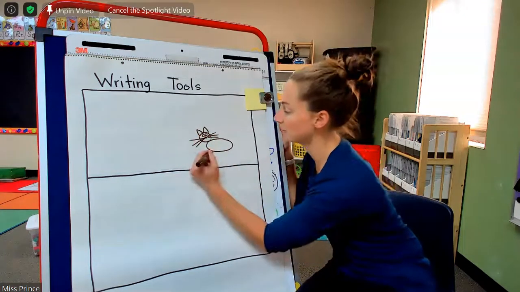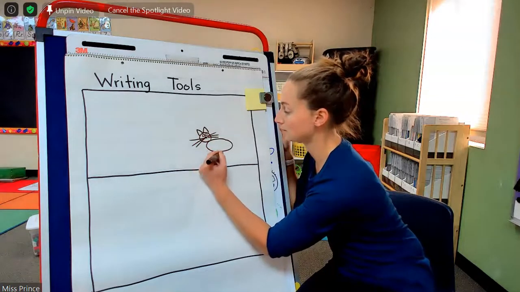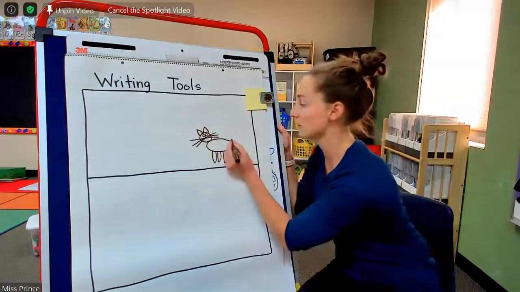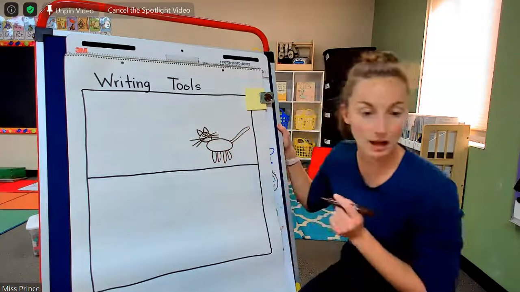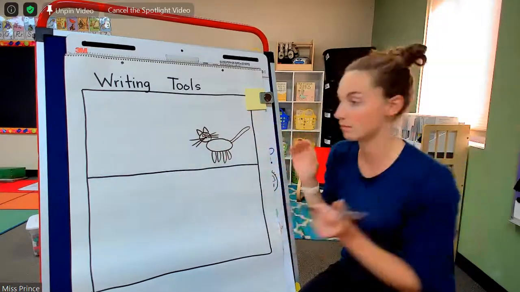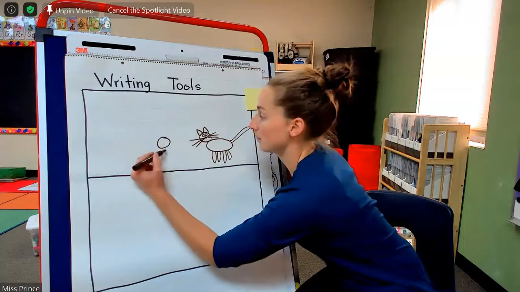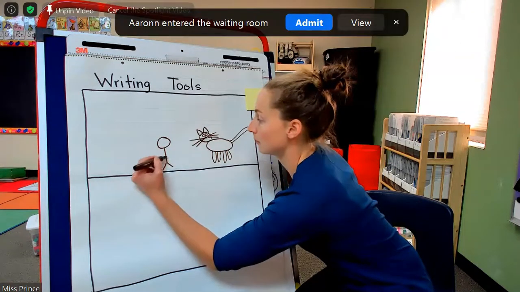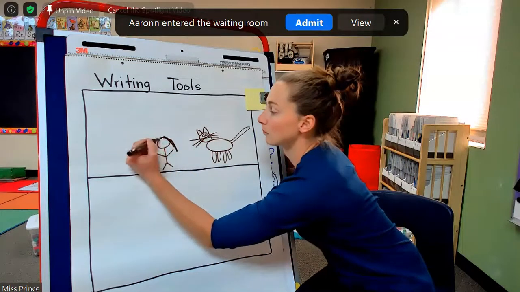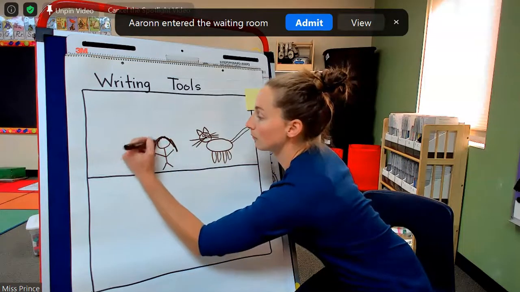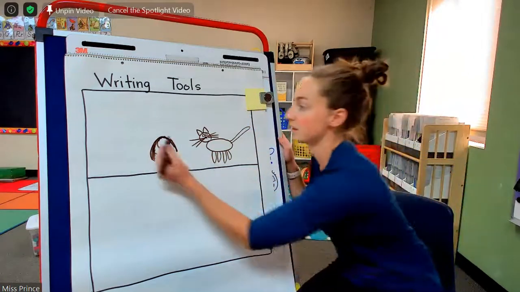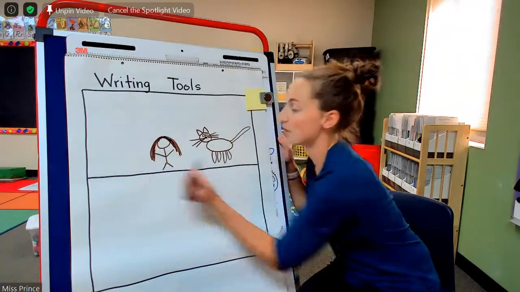So here's my cat. And I want you guys to know that it's a big cat in my story. So when I draw me, I'm going to make sure that I draw me a little bit smaller because I want the cat to look bigger. So here's me. And I know that later, when I have more time for this, I'm going to want to add more details to this.